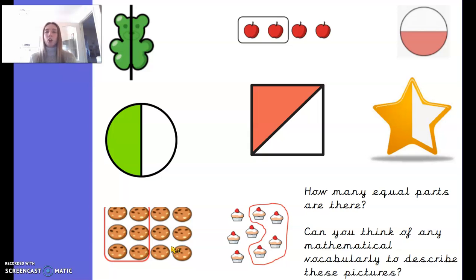Now today we're going to be thinking of a mathematical word to describe these pictures. So if there are two parts, how would I describe it, especially if I looked at the star or the circle or the teddy? What would it mean if I split it into two parts? Can you think of a mathematical word that we might use to describe this? See if you can have a think.